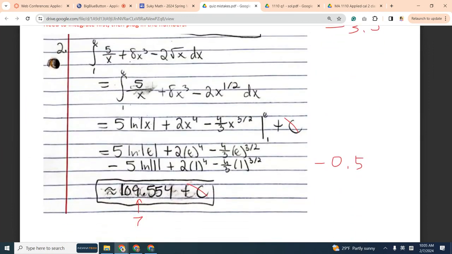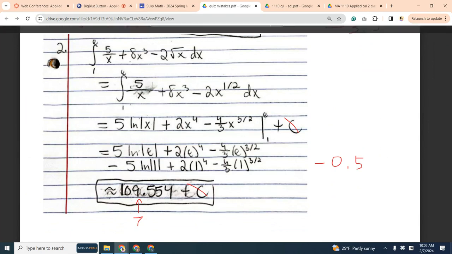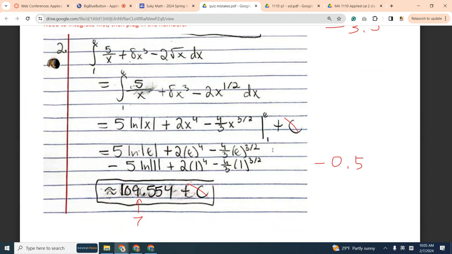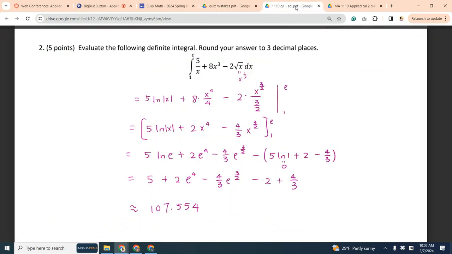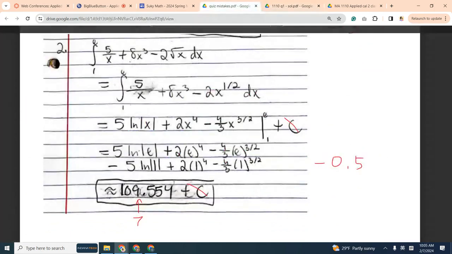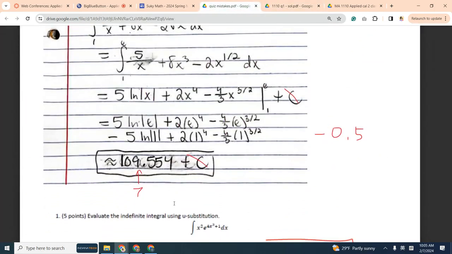And here, for a definite integral, you don't need plus c. Because if you put plus c here, and subtract plus c here, then c minus c is gone. So we don't have this plus c. And this number is 107.554.